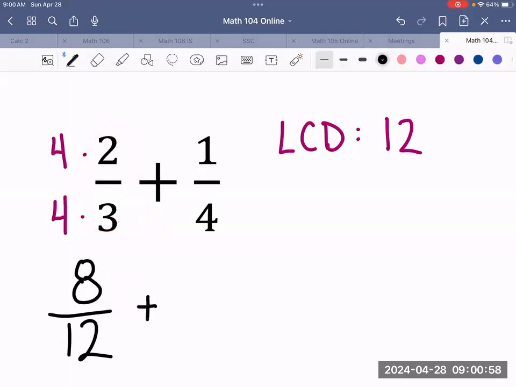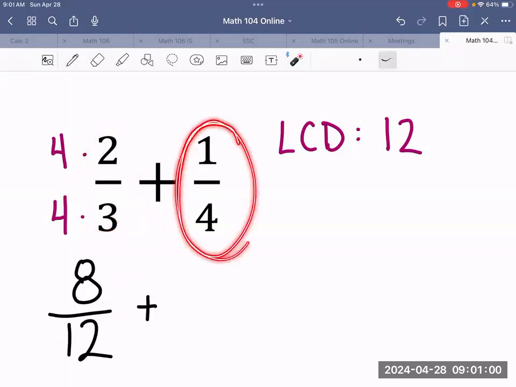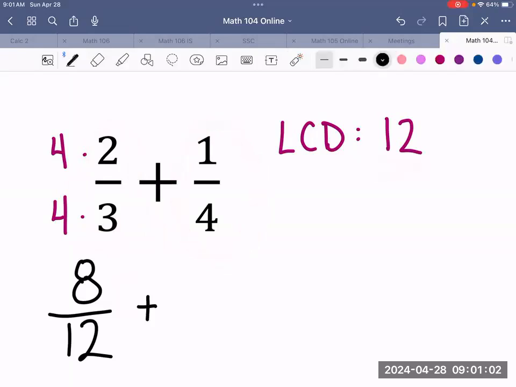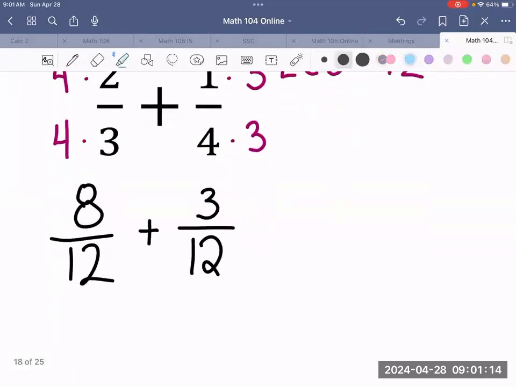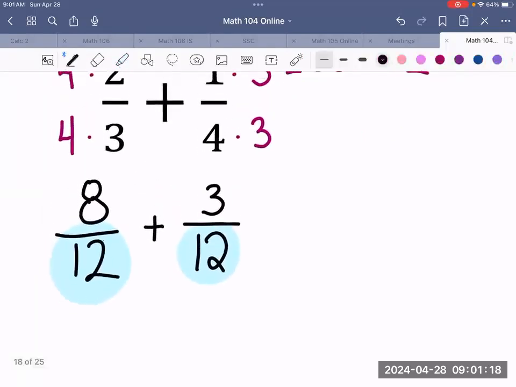We can say plus, and now let's do the same thing, but 4 has to be made into a 12. So what would you multiply it by? We'd be multiplying it times a 3. What you do to the bottom, you do to the top. 3 over 12. And now that they share a denominator, we can then add your values in your numerator.